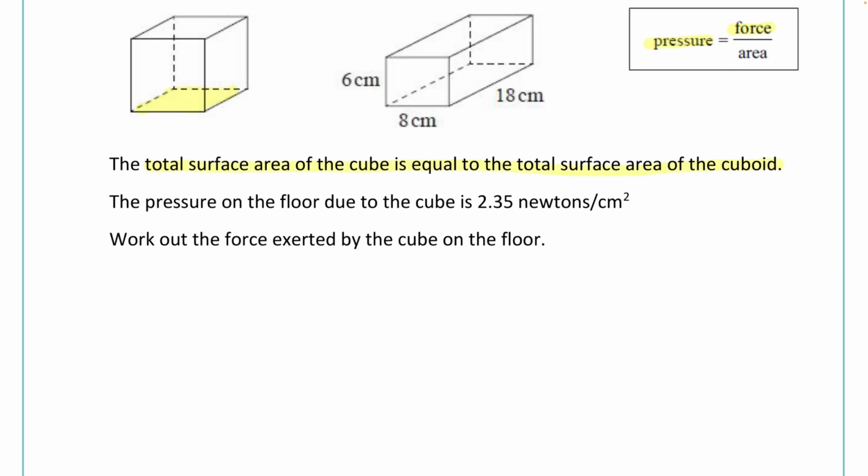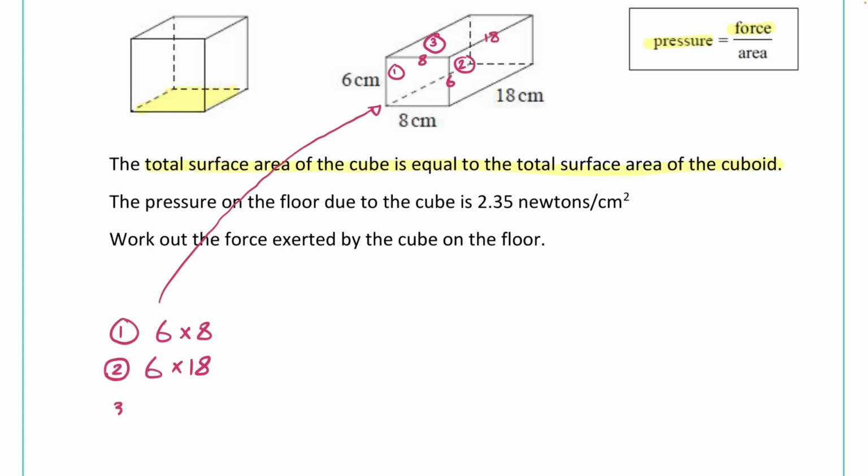So we need to work out the surface area of the cuboid. The cuboid has 3 different surfaces, the front, the side, and the top just here. So I'm going to work out the area of each face. 1 would be 6 times 8. 2 on the side will be, and label the sides, 6 times 18. And the one on the top, we've got 18 here, 8 there, so it's 8 times 18.